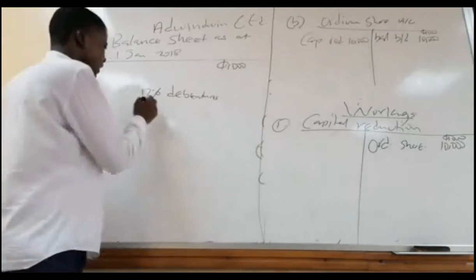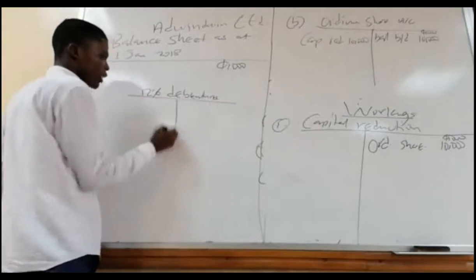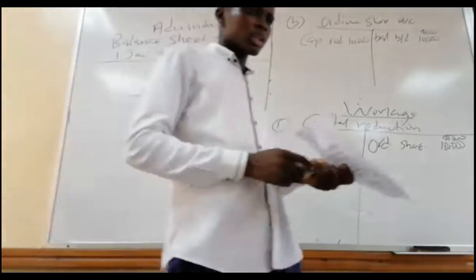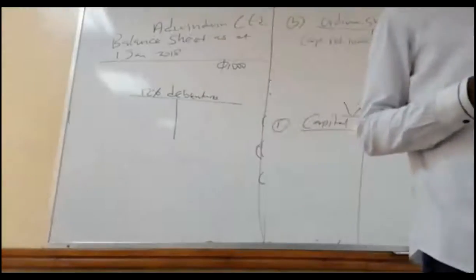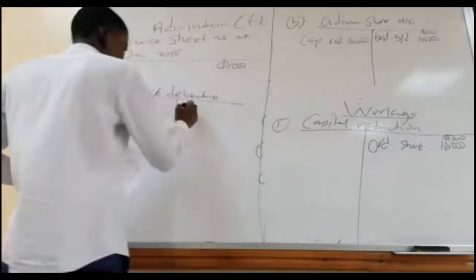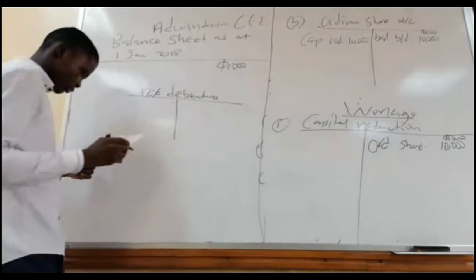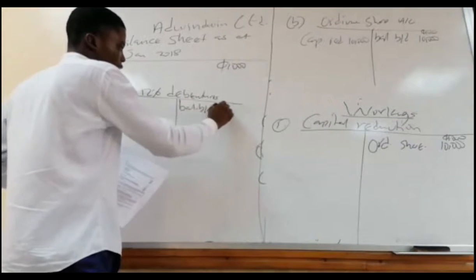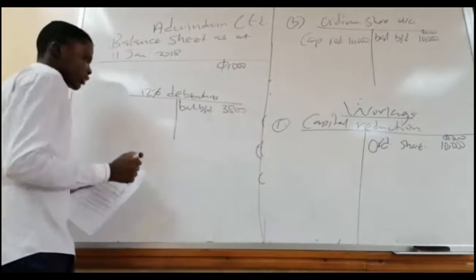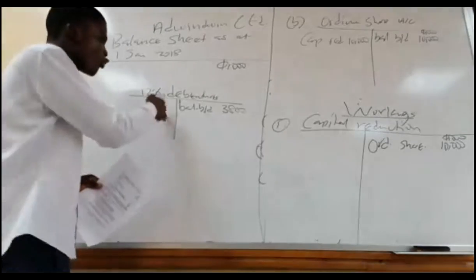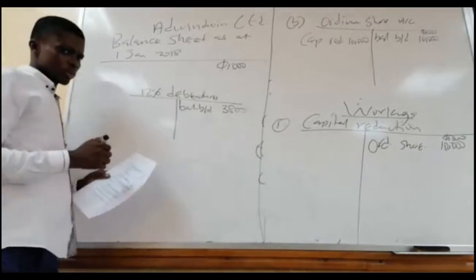Okay, so 12% debenture. Let's open the account. Immediately write the balance. Let's go and pick the balance. 12% debenture, what's the balance? I have mine here. The balance is 3,800. So I write the open balance here. Balance goes down, 3,800.